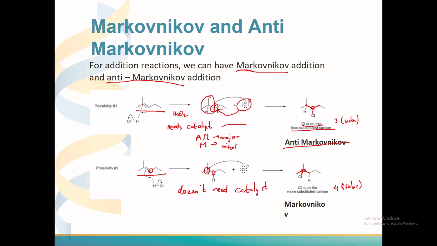Major, minor meaning that let's say you have 100% product, and major maybe you have like 90%, and then you have 10%. If you don't have a catalyst, you will still get both products, but in this case the Markovnikov will be the major and anti-Markovnikov will be the minor. Again, the ratio could be different, maybe this one is 95 and this one is 5. Regardless, you will still get both products.